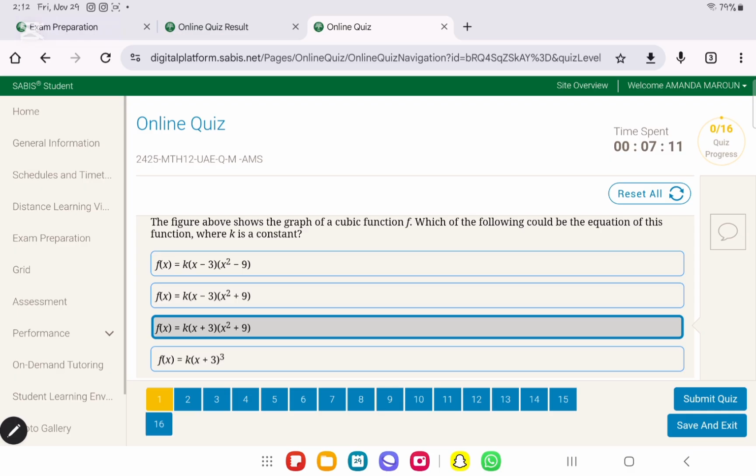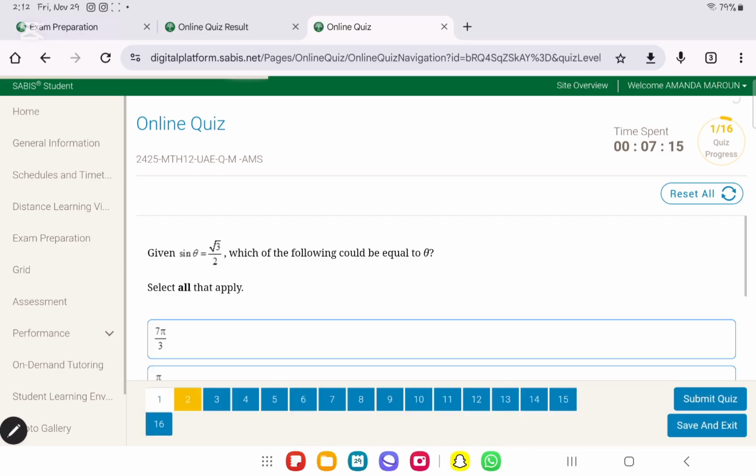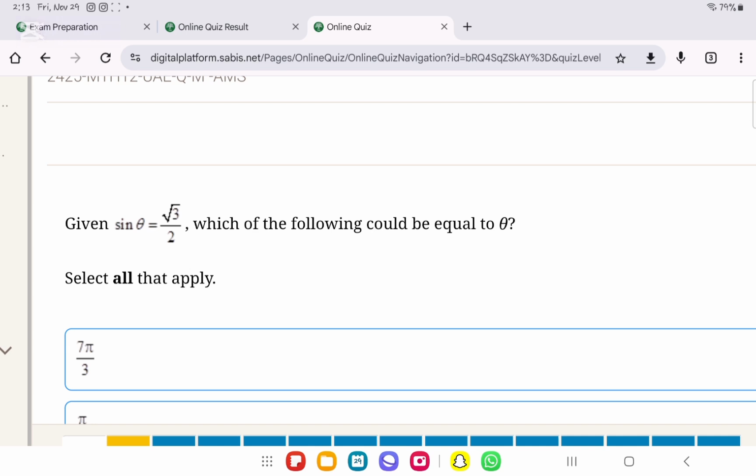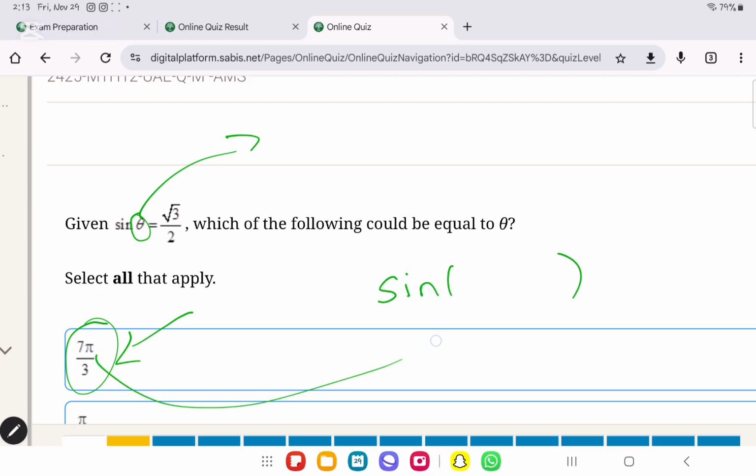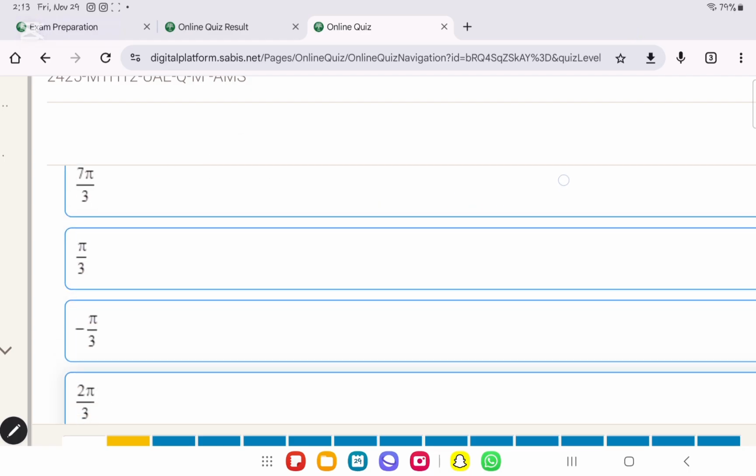When we find it, we're going to choose it, and we have to make sure it is to the power of 1. Now, moving on to the next one, this is a very nice and easy question. They told us sine theta is equal to radical 3 over 2. Which of the following could be equal to theta? Very simply, to find out what theta is, we're just going to substitute 180 for pi and do sine for each option to find our answer.